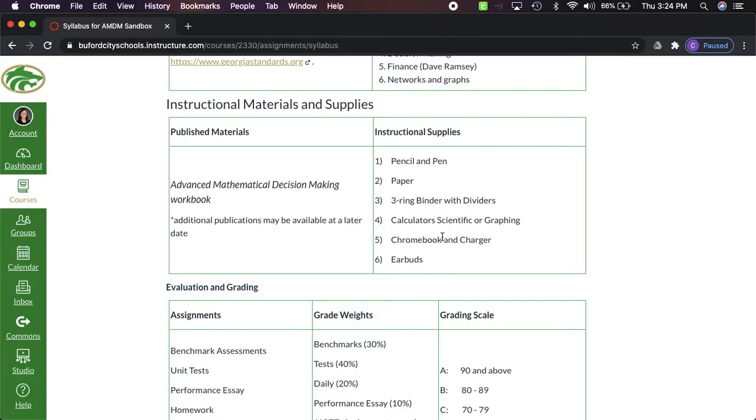You will need a calculator. It needs to be either a scientific or a graphing calculator. If you are a face-to-face learner, you need to make sure that you bring your Chromebook every day and its charger. The school has a very limited amount of extra Chromebooks and extra chargers to lend out. So if you forget one day, we may or may not have enough to give to you. Also, we cannot do any sharing of Chromebooks or chargers.